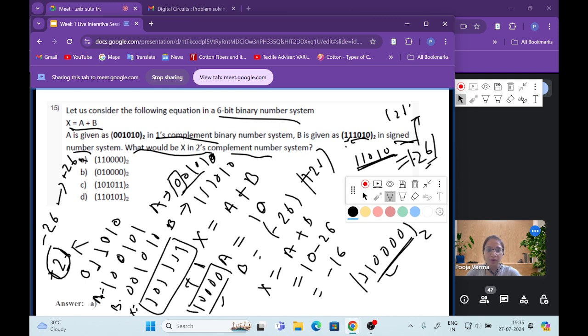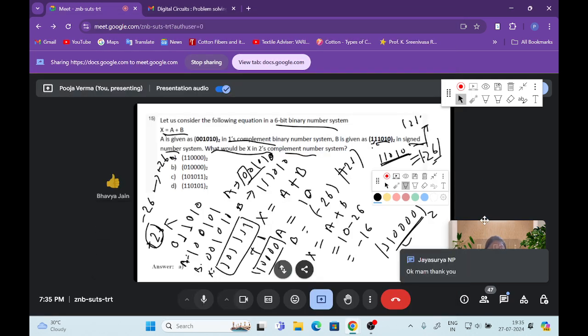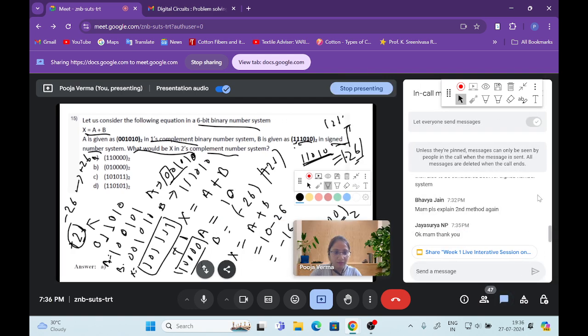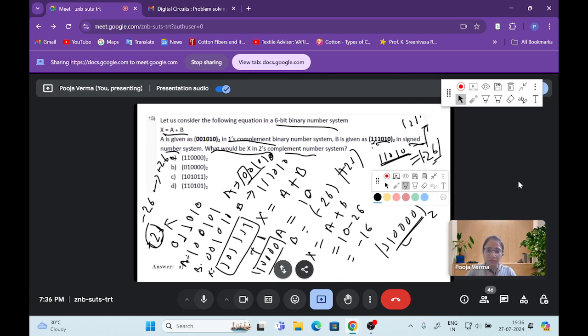I hope you have all got this question. Ma'am, the main thing I would like to ask is that whenever we do any arithmetic operation, we have to check the signed condition. That's the point. See, it is already written in the question, clearly whether it is ones complement, signed number, or 2's complement.